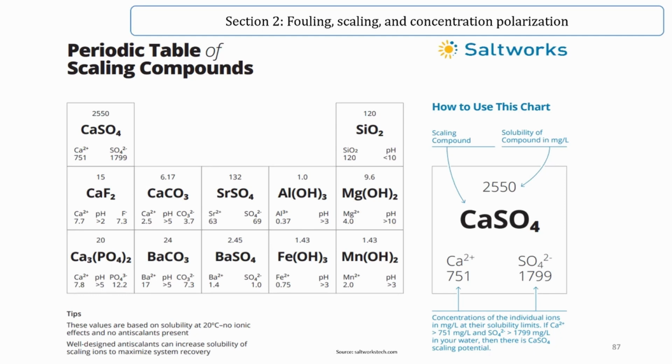For example, if you want to know whether your solution has potential for calcium sulfate, you should measure the concentration of the individual ions of this compound in milligrams per liter and compare them to their solubility limits. If calcium is bigger than 751 mg per liter and sulfate is bigger than 1799 mg per liter in your water, then there is calcium sulfate scaling potential. The sum of these two numbers is written on the top of the cell as solubility of compound in milligrams per liter.